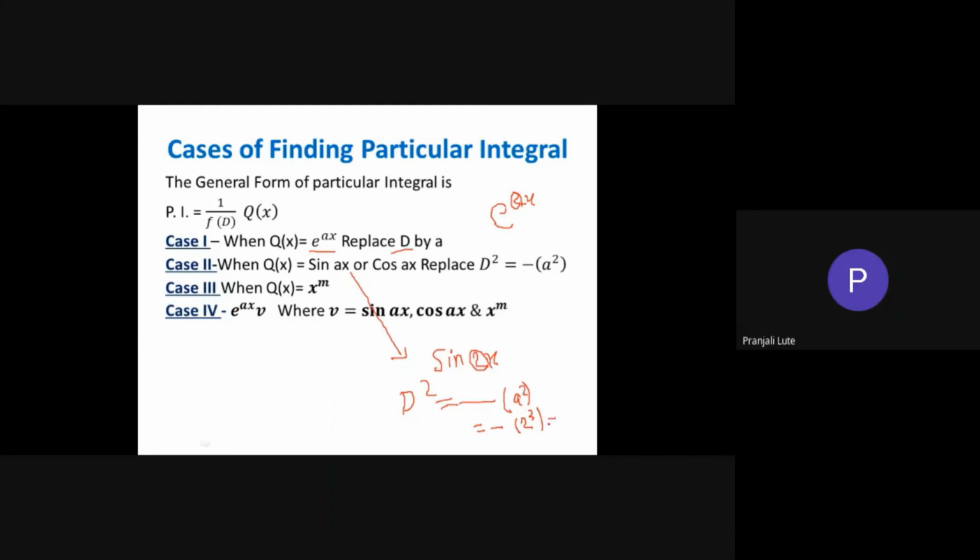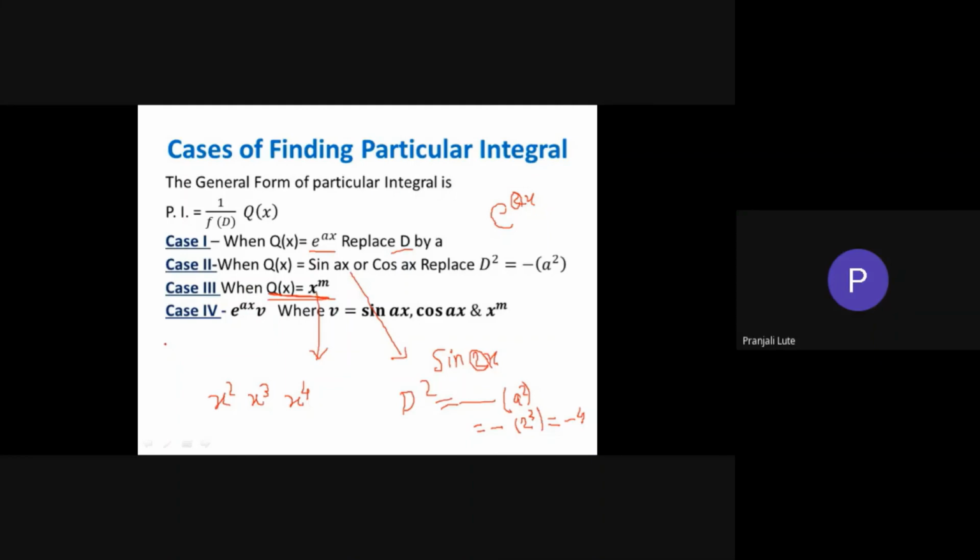Third case is when the right hand side is x raised to power m. X raised to power m means suppose your right hand side is x square, x cube, or x square. So in this case, we have to take the lowest degree term from the denominator common and convert the denominator in the form 1 plus x, and we have to shift this term to the numerator, that will be (1 plus x) inverse, and apply the binomial expansion.